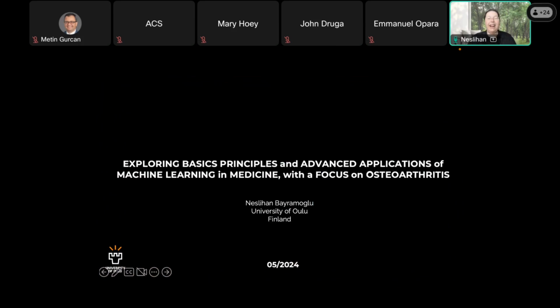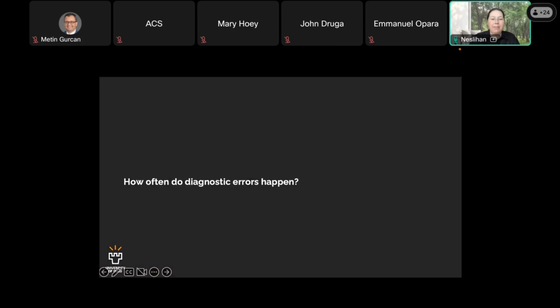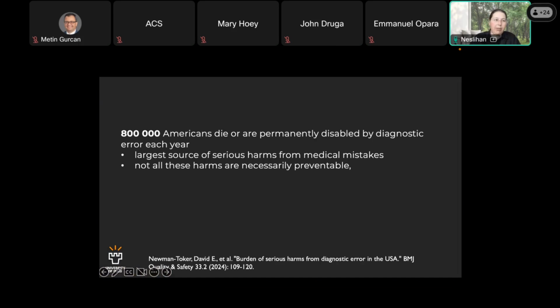I think it's now time to talk more about machine learning. So I would like to start by asking a question. Do you know how often diagnostic errors happen in medical settings? In the US, about 5% of patients receive a wrong diagnosis, and each year 800,000 Americans die or are permanently disabled by these errors.